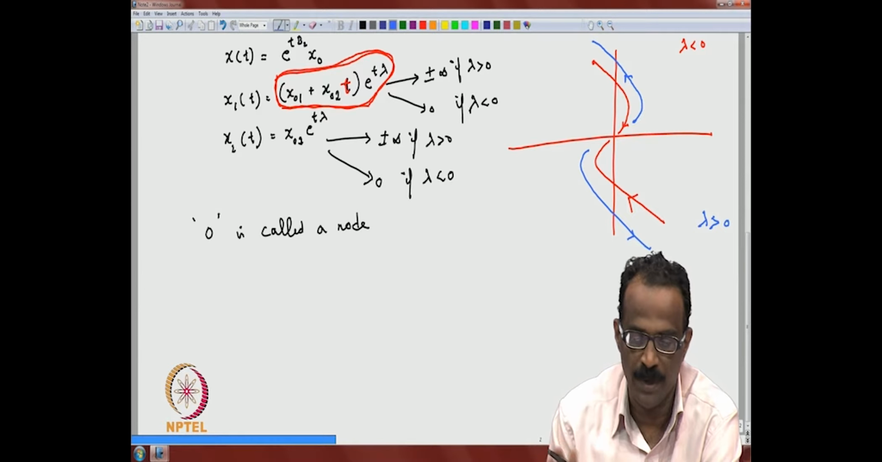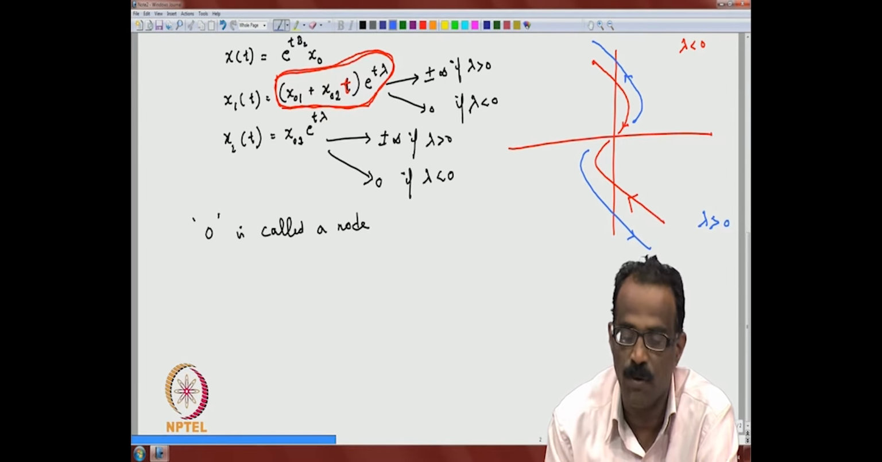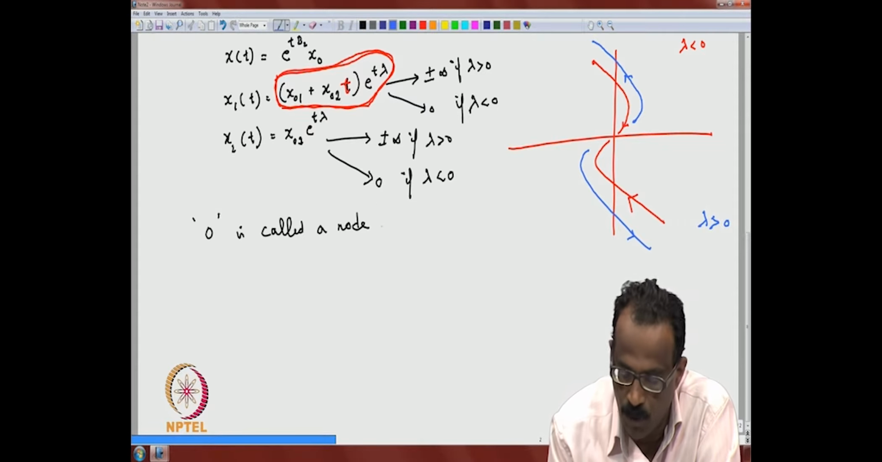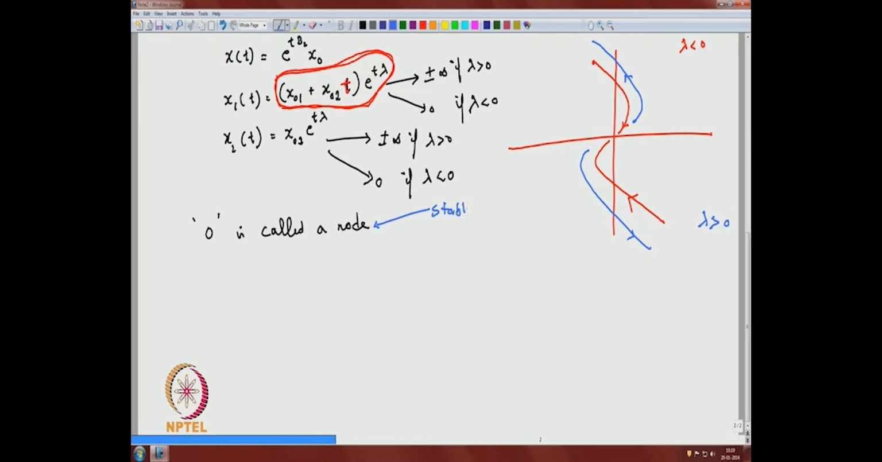So type 2 is exactly one case of type 1 in the node situation. Again, the equilibrium point in all these situations we call a node, and this node is stable if lambda is negative, and it is unstable if lambda is positive. So that completes the situation of type 2.